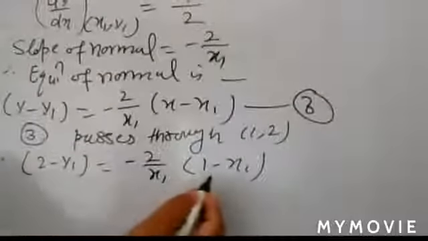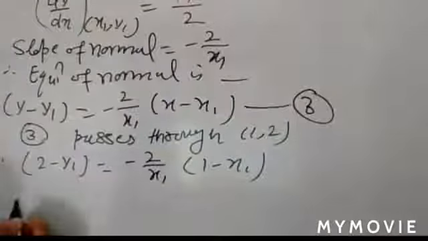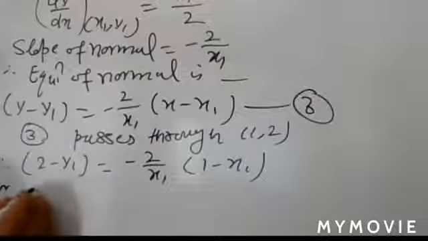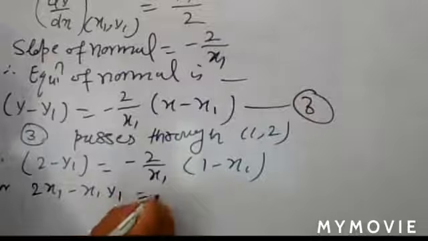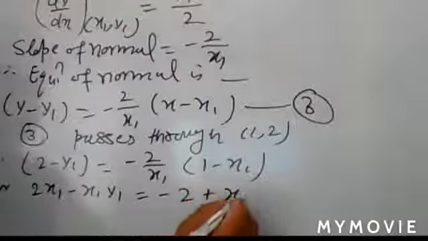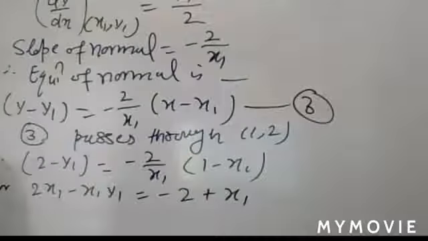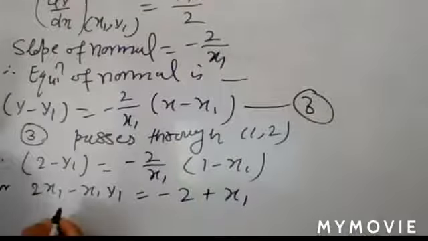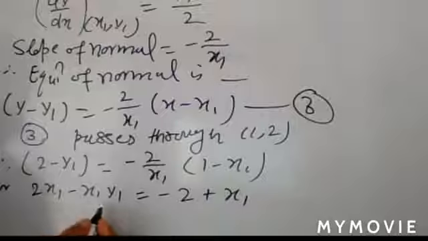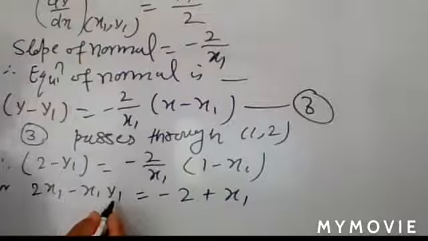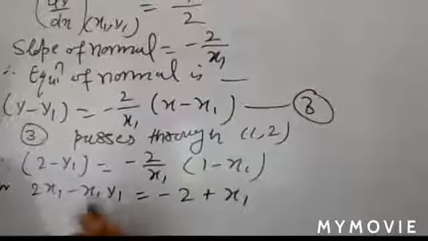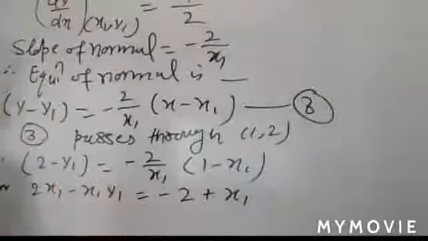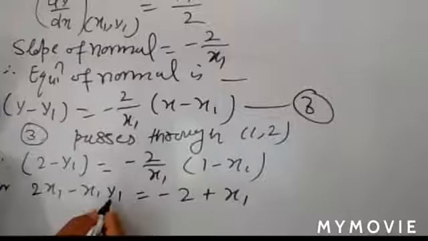Yes, putting x is equal to 1 and y is equal to 2. So you have 2x1 minus x1 y1 is equal to minus 2 plus x1. Understand? So what you write here, you have to find the value of here with the help of this. You can find the value of y1 or x1, whatever be, and put it in second equation. Understand?